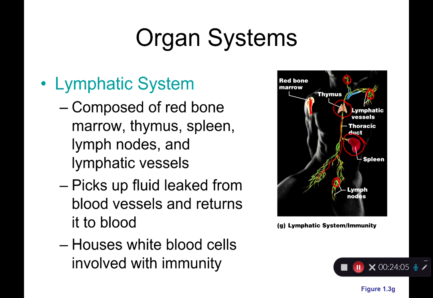Now, another thing that your lymphatic system does, other than picking up the leaked fluid, is that it is also incredibly important in your immune system. It actually houses a type of white blood cell called a lymphocyte, right? Lymphatic, lymphocyte. Cyte means cell. These are a really important type of white blood cell that's great at fighting infections.